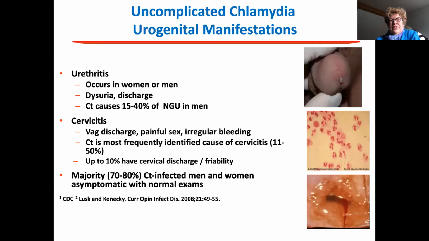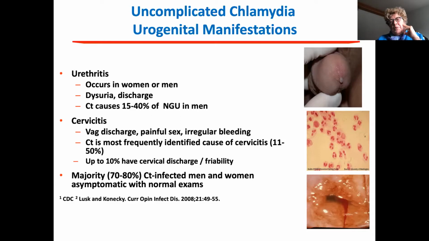I wanted to just show one example of a urethral discharge, which tends to be clearer, less purulent. You can also get urethritis in women, and about 15 to 40% of non-gonococcal urethritis in men is due to chlamydia. For cervicitis, it tends to be diagnosed through vaginal discharge, which is why the WHO syndromic management guidelines are based on vaginal discharge and not on pelvic exams, where it's not always feasible to do.